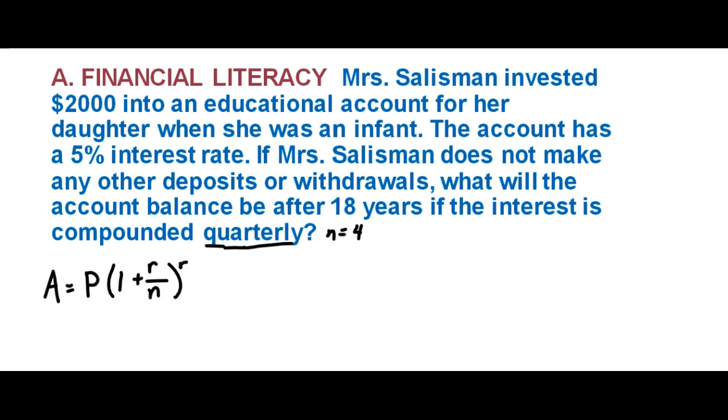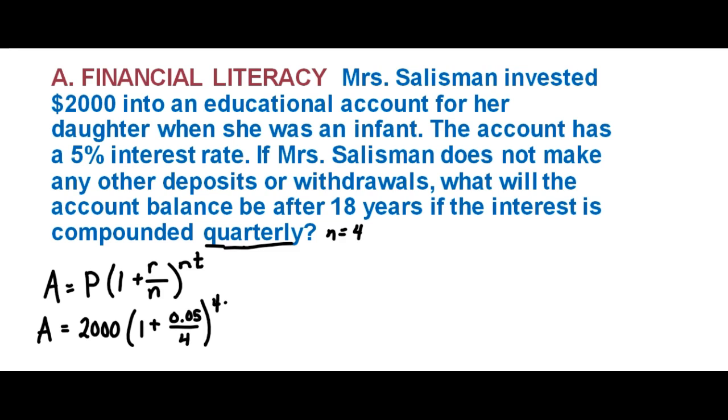So we're also going to take that same n times the time. That's going to be the exponent to which we take this whole base. So let's go ahead and just plug in our values here. We know that the amount is what we're trying to find. Sometimes you'll be given the amount and you might have to go backwards to figure out the original principal. But in this case, the principal, which is the amount she deposited, is 2,000 times 1 plus my rate, which is 0.05 over 4 because it's compounded quarterly.